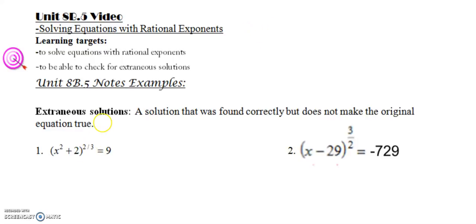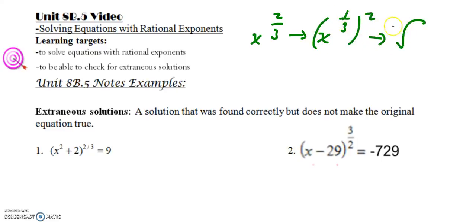Before we dive right into the equations, one thing I want to show you is, like the first problem, if you have something like x to the 2/3 power, what that really means is the 2 on the top really means x squared, but the 3 on the bottom really represents the third root. So you could think of this as x to the 1/3 squared, or even as the cube root of x squared.